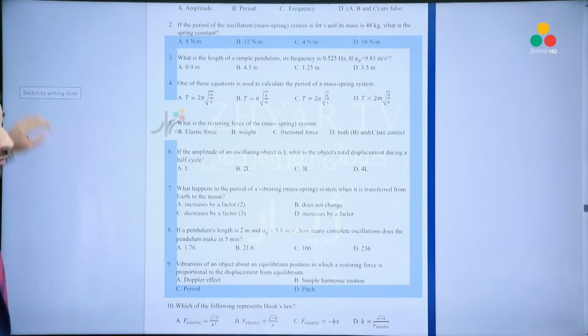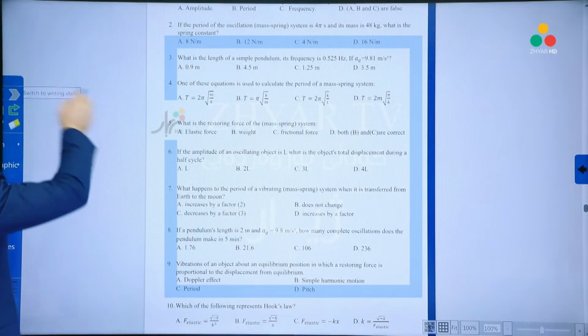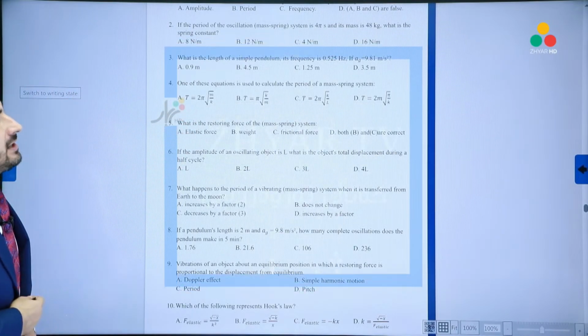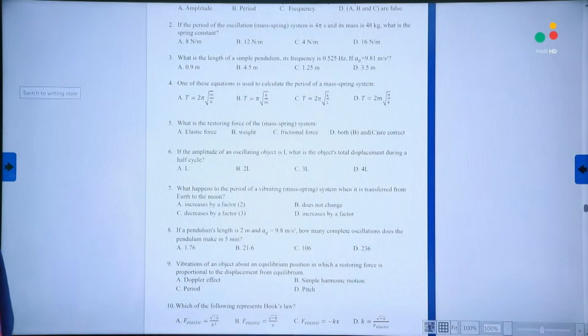Now, here it says, what is the length of a simple pendulum? Once again, I'll write the equation, but I'm not going to solve it for you. So it says, if we have the frequency, all right, and then the gravitational acceleration.